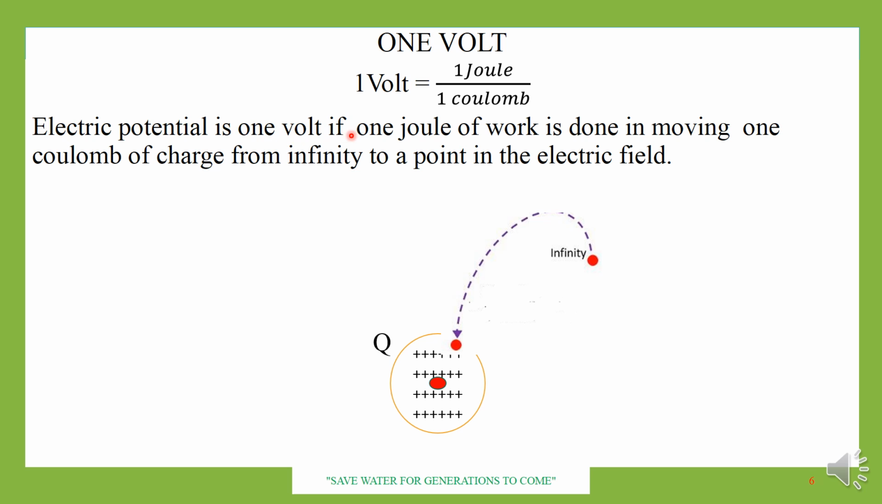When do we say the electric potential is 1 volt? It is 1 volt if 1 joule of work is done in moving 1 coulomb of charge from infinity to a point in the electric field. It's very simple: 1 joule upon 1 coulomb is equal to 1 volt. Again, I am repeating, 1 volt is the electric potential when 1 joule of work is done in moving a unit positive charge, 1 coulomb of charge, from infinity to a point in the electric field, right?